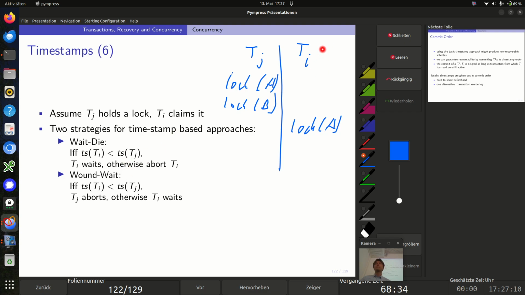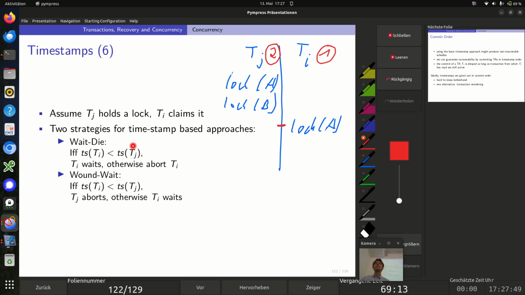But shouldn't the older one have all the locks before the younger ones? So let's take numbers 1 and 2, where this is the older one. During prioritization, the prioritization is not like pre-claiming. We're not giving the locks beforehand. Prioritization means we have to decide now. At this point we have to decide what happens, and then we have the two strategies.